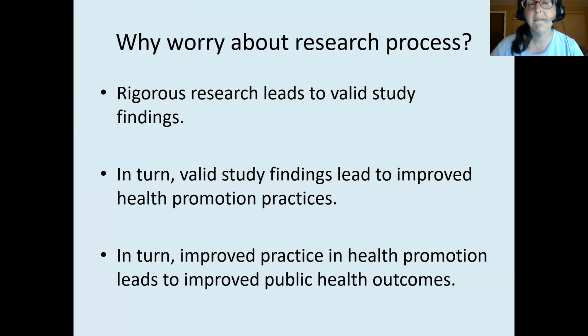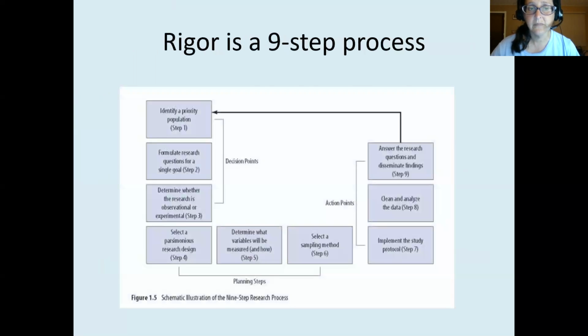In turn, if you have valid study findings, you're going to see improved health promotion practices. And if you have improved health promotion practices, that eventually will lead to improved public health outcomes. So your textbook talks about this 9-step process that is important in conducting rigorous research.